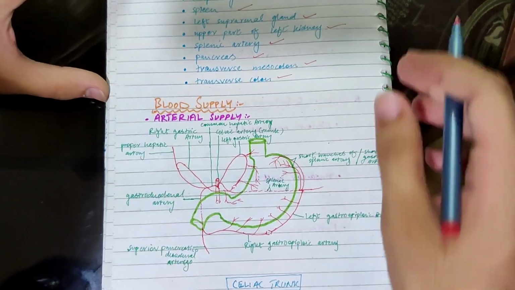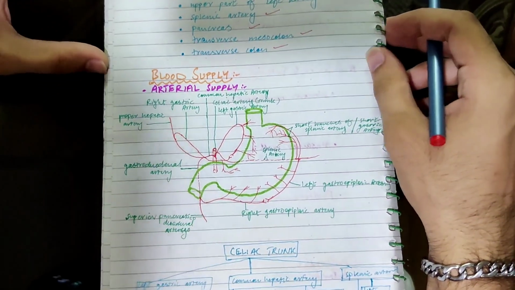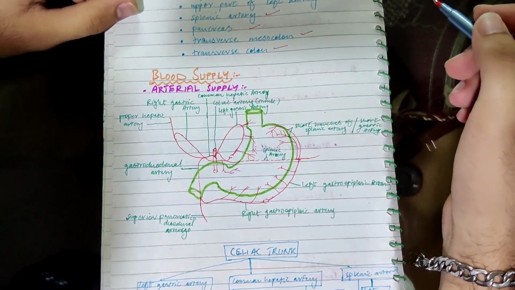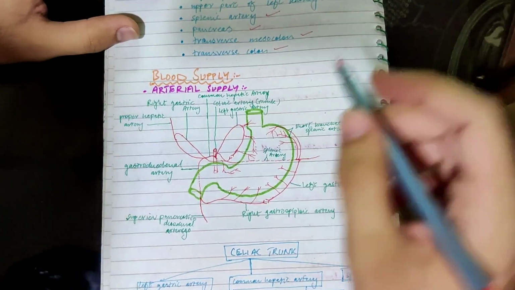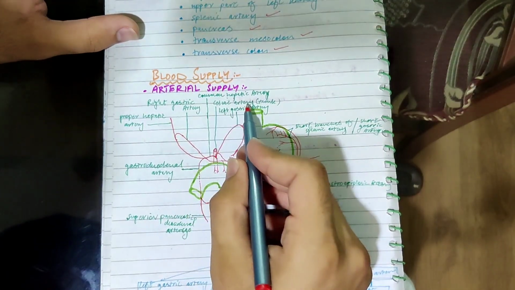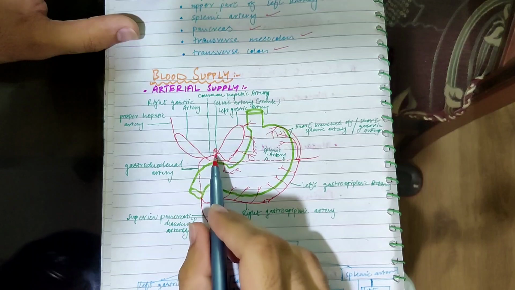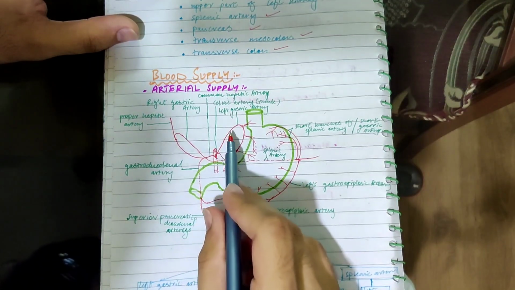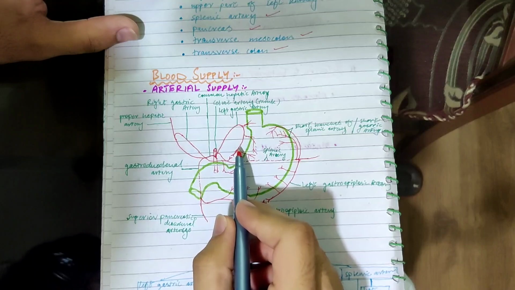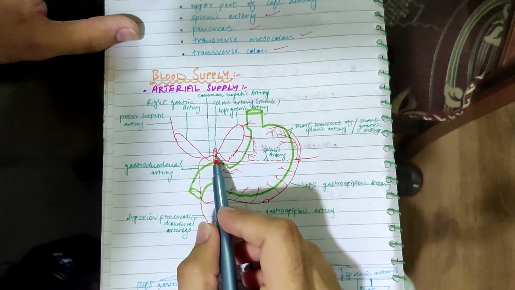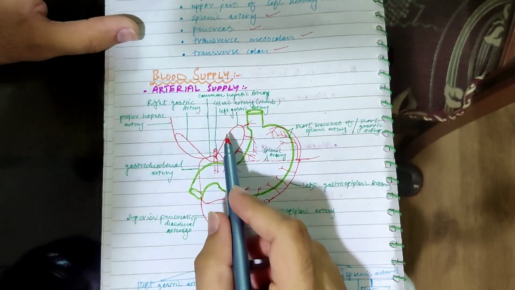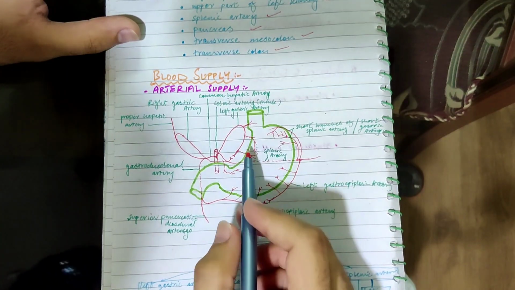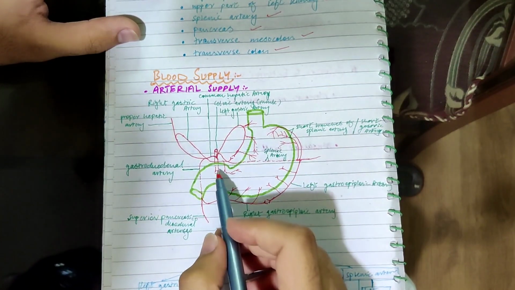Now coming to the blood supply of the stomach. It involves several arteries and veins. First we are talking about the arterial supply. The arterial supply starts from the celiac artery. This is the celiac artery. It releases three branches. The first branch is the left gastric artery, which supplies a part of the esophagus and the upper portion of the lesser curvature.